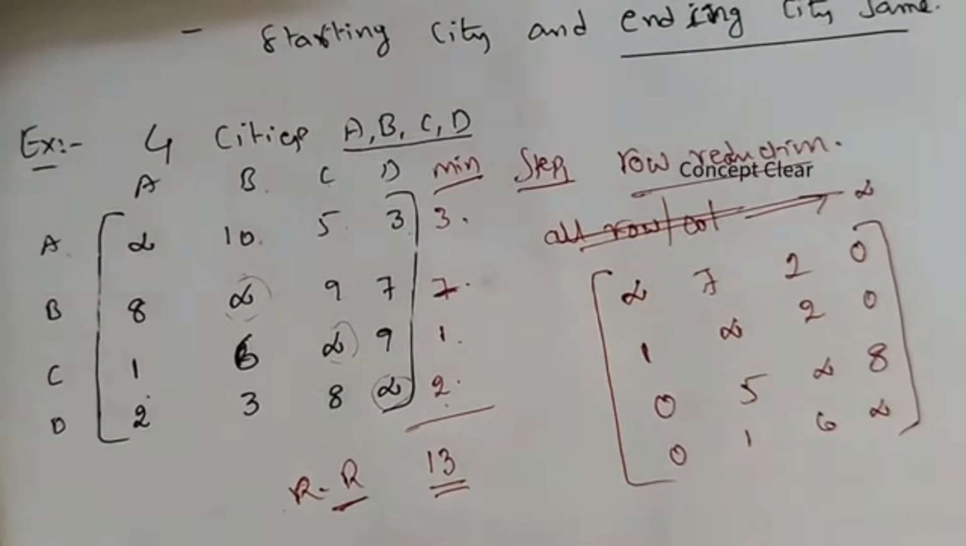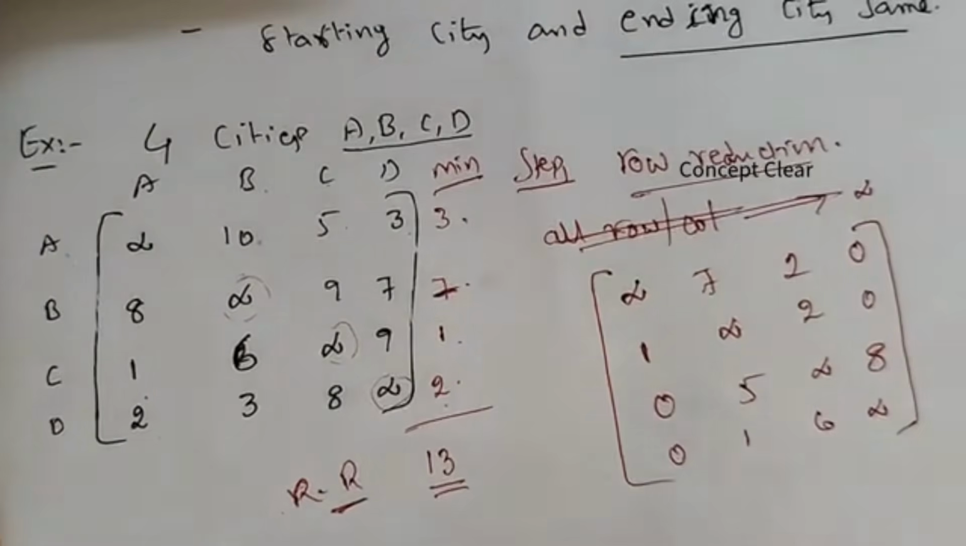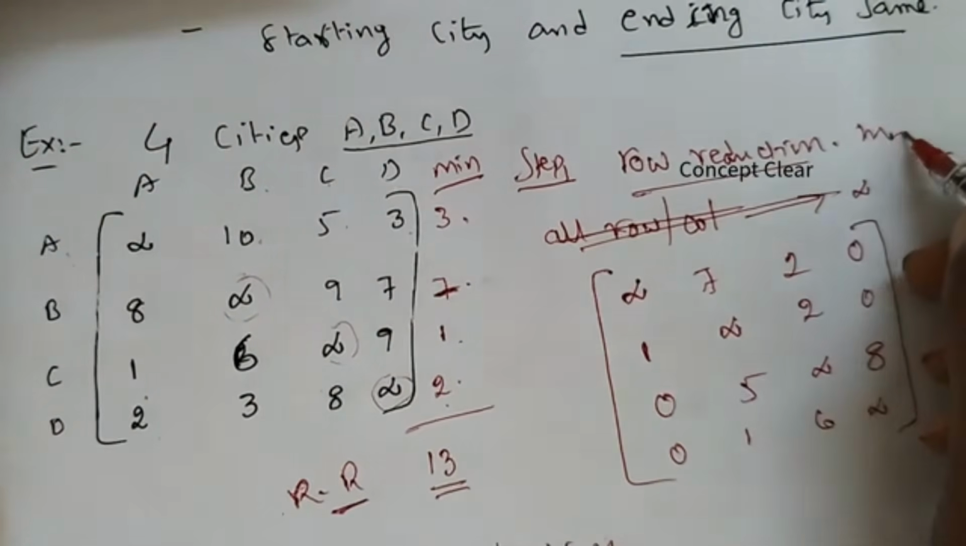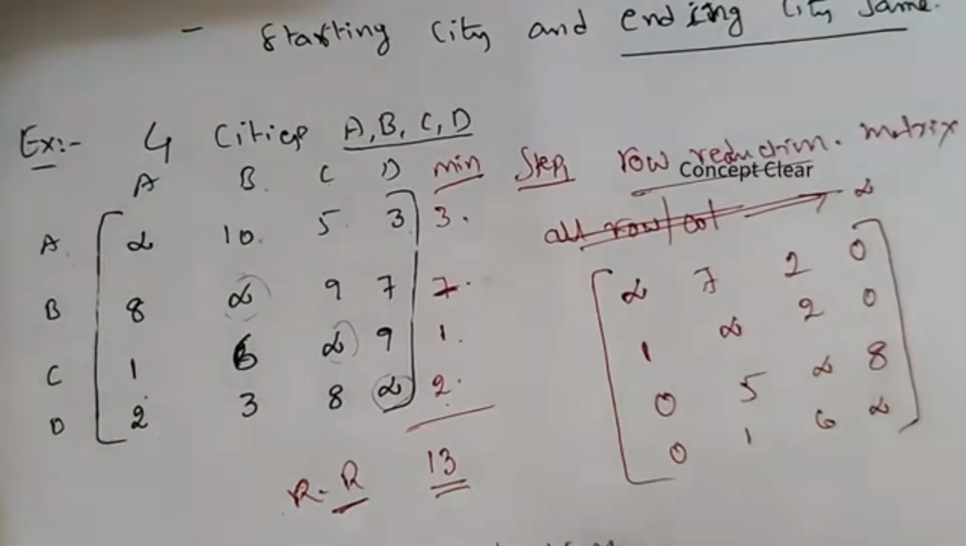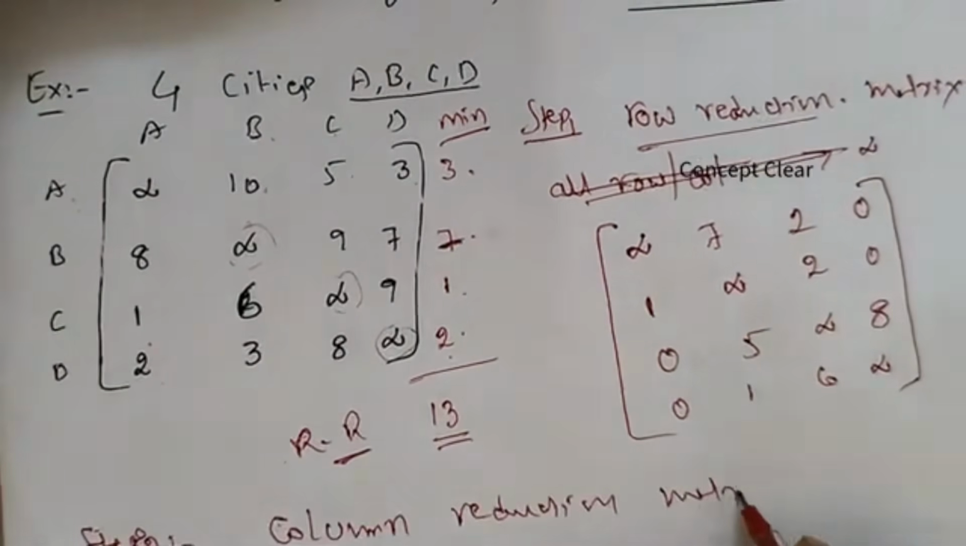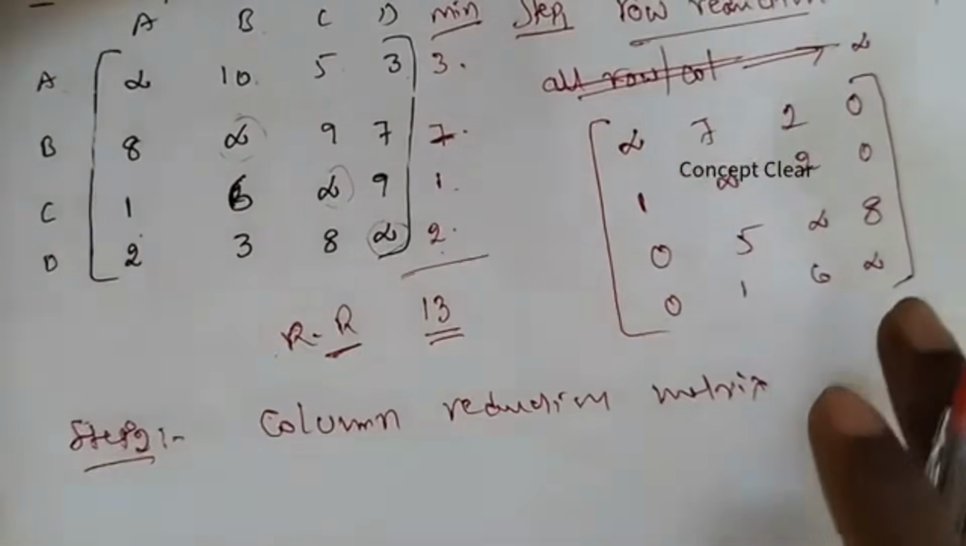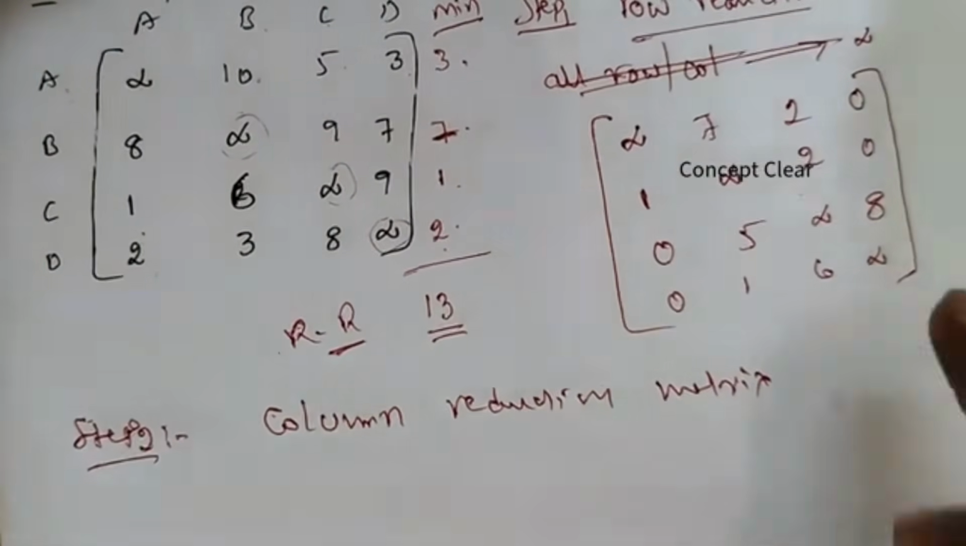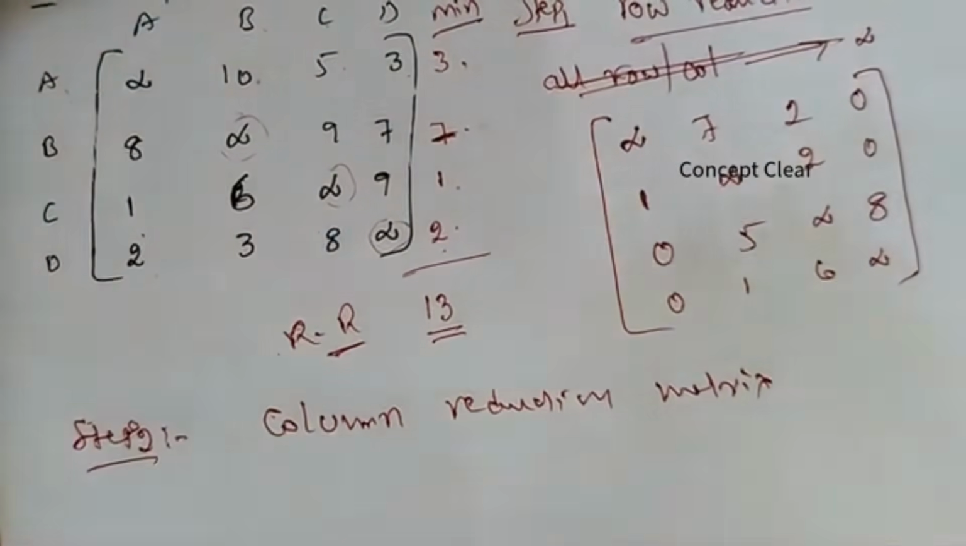Column reduction. Step 2 is the column reduction matrix. It is the row reduction matrix, and this is the column reduction matrix. Which one do I have to take? I have to take the matrix after performing the row reduction and perform the column reduction on it.